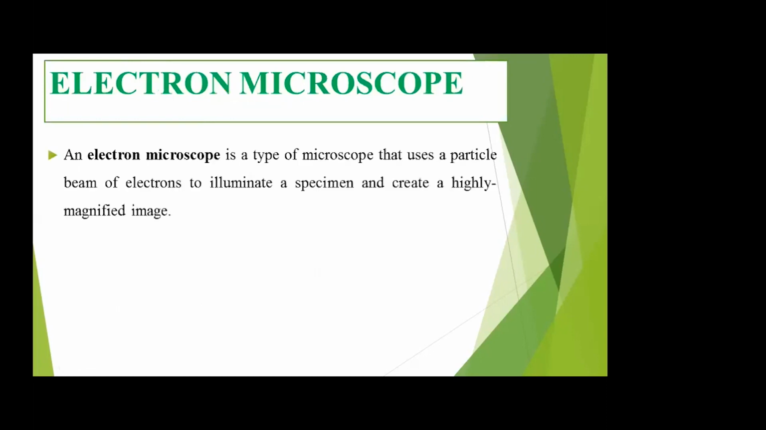Regarding electron microscope, an electron microscope is a type of microscope that uses a particle beam of electrons to illuminate a specimen and create a highly magnified image. Here, as I already mentioned, we are using a particle beam of electrons which illuminates the specimen and that creates a highly magnified image.